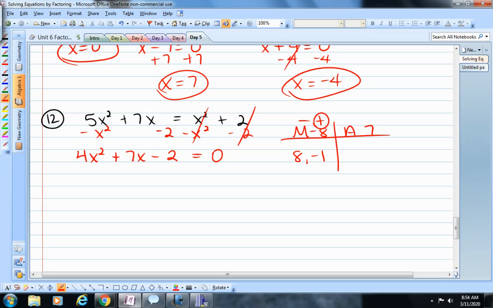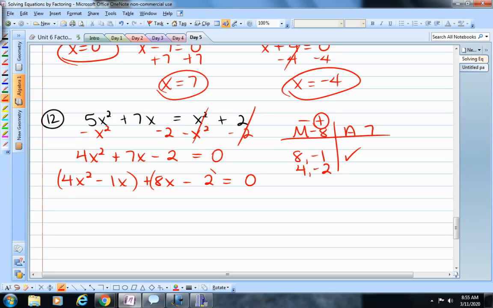Right? Well, I could try 4 and negative 2, but that's not going to add to get 7, is it? No. So it's got to be 8 and negative 1. So 4x squared, I want to put the plus in the middle, so I'm going to say minus 1x plus 8x minus 2 equals 0, just because I'd rather have a plus in the middle. Sometimes you can't avoid it if you have 2 negatives.